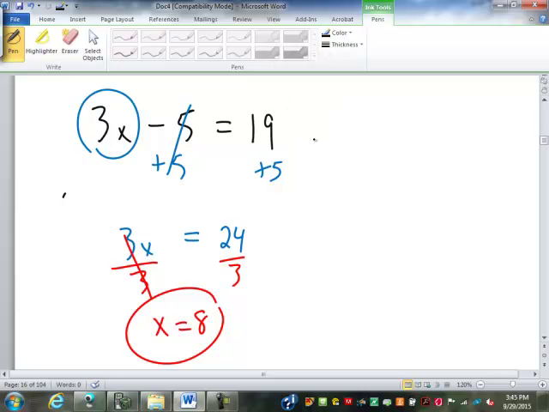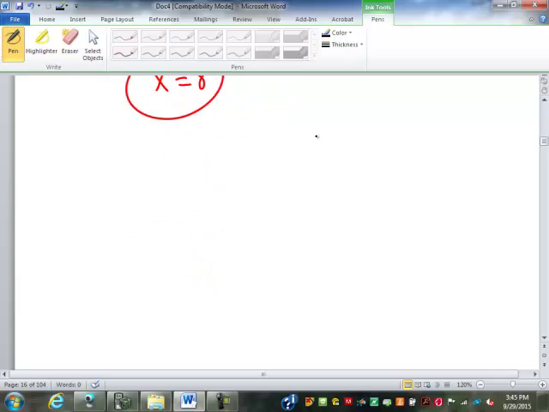Look familiar? A little bit? Okay. So we've been working with fractions, so it's time to bring fractions into some of the other things we've been doing.